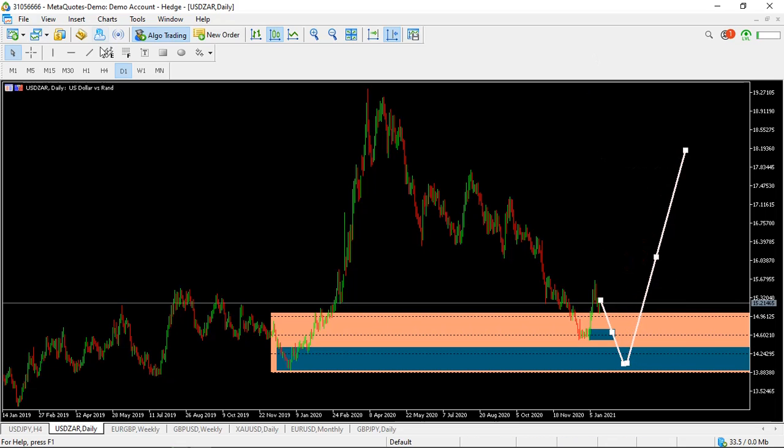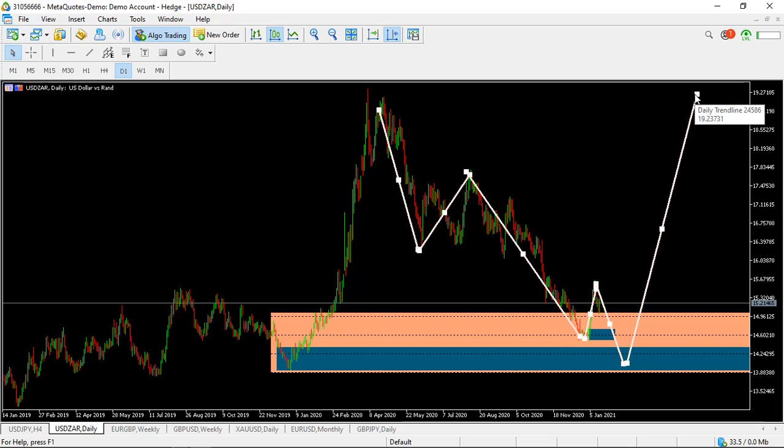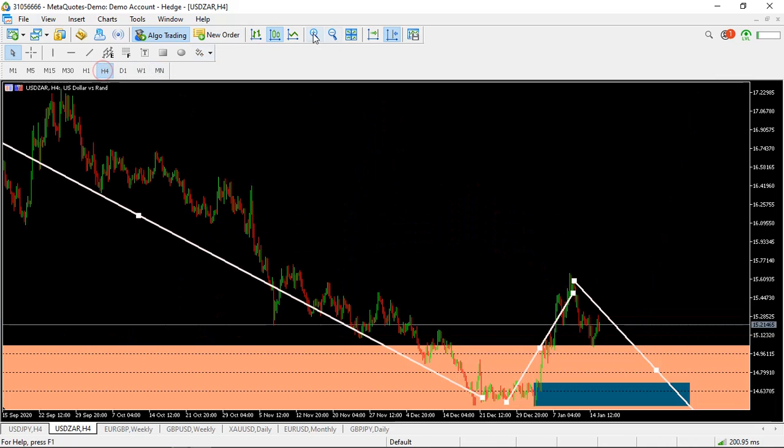Because lower low, lower high, lower low, and this can be a lower high and then a lower low before it starts going up. So I wouldn't take a sell. What I would do here is just wait for a confirmation.